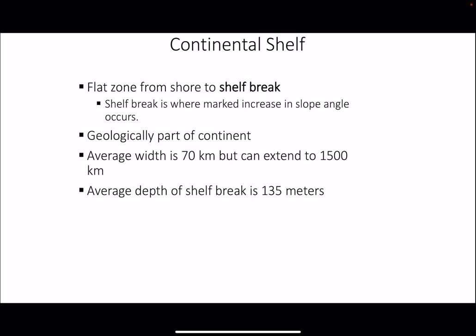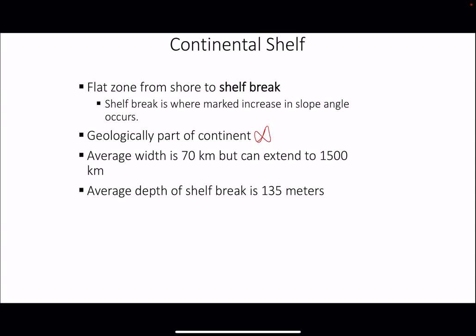So the continental shelf is that flat zone from the shore to the shelf break where everything starts to slope. And this is what I was saying. Geologically, it's considered part of the continent. From a country's perspective, you want your continental shelf to be as big as possible, particularly if there are things like minerals or useful things there.